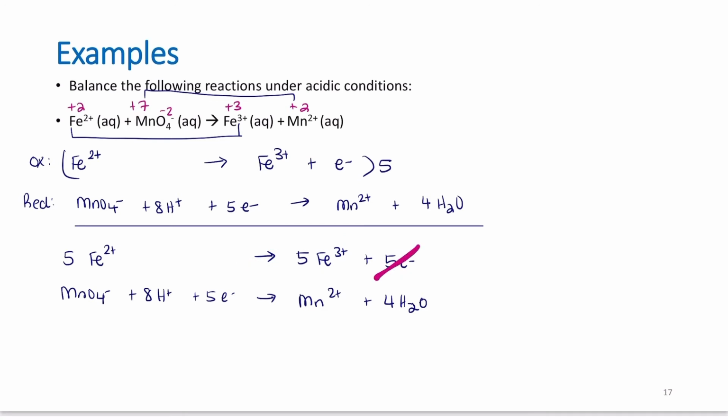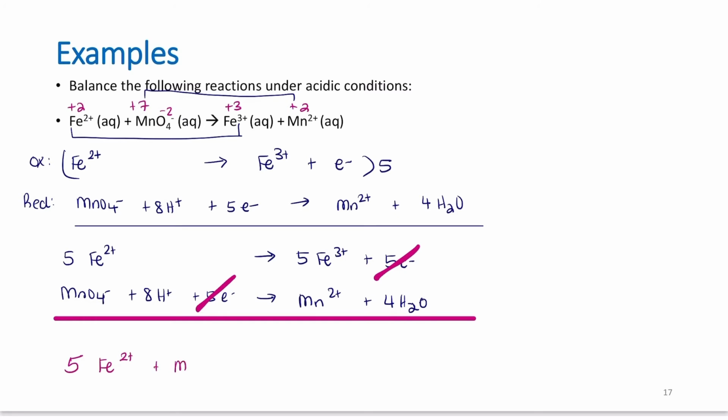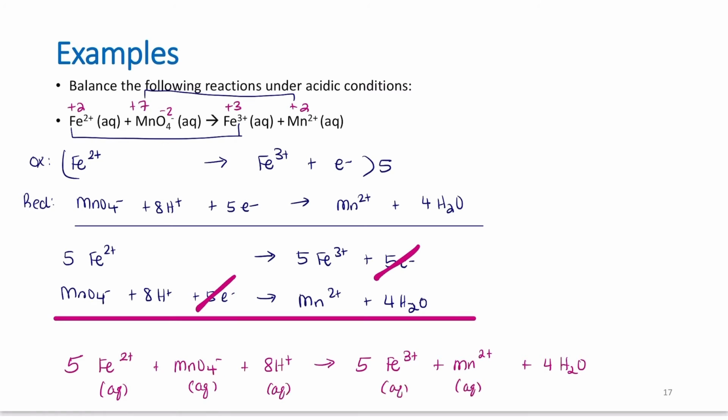Check what's going to cancel. My 5 electrons are all that I can cancel this time. And add up what's left. 5 Fe2+ plus MnO4- plus 8H+ give me 5 Fe3+, Mn2+, and 4 H2O. And it's always good to remember your states. If you have ions, they need to be aqueous because ions can only exist in aqueous solution. And water will be a liquid.